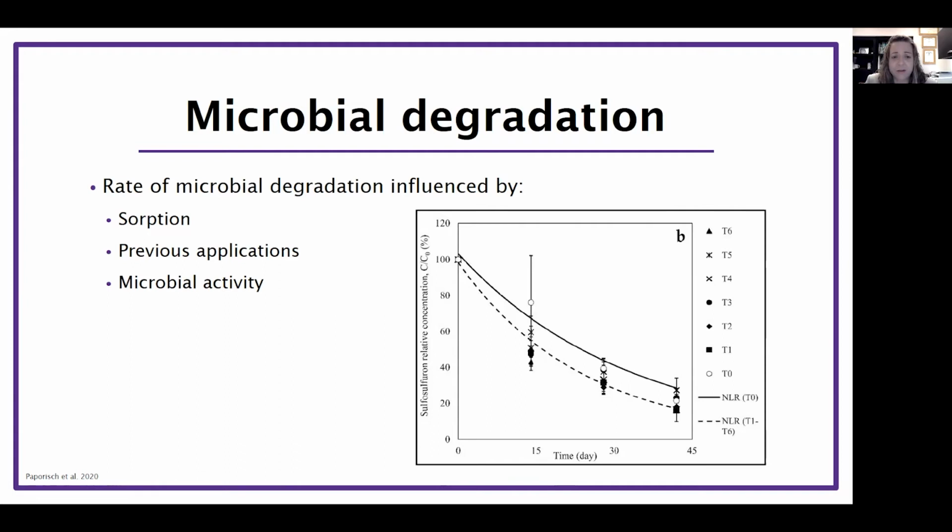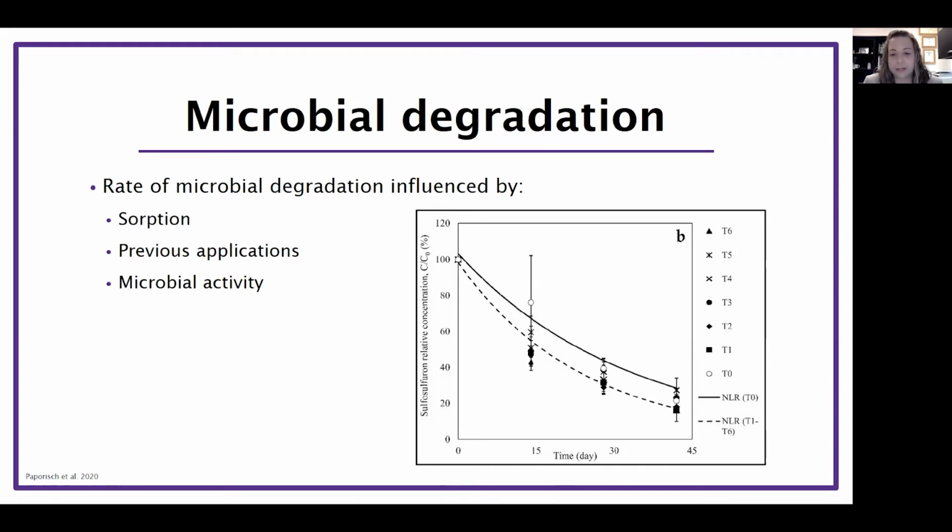Another characteristic would be previous applications. This is something we think about a lot with atrazine and a process called enhanced degradation. If we've applied atrazine in the past, the microorganisms in that soil are adapted to using that as a food source or having that around, and so they can break it down faster.